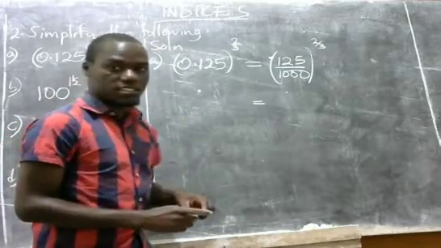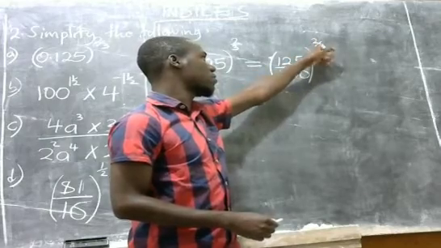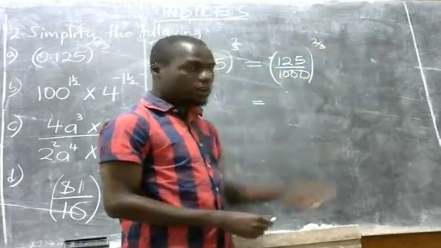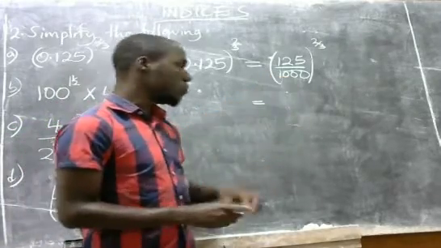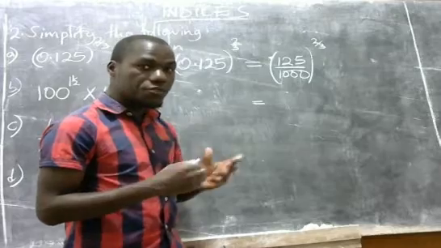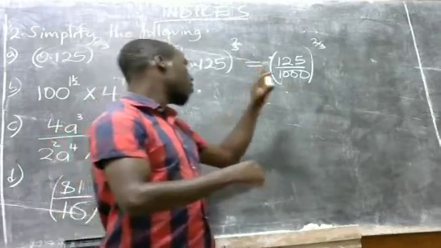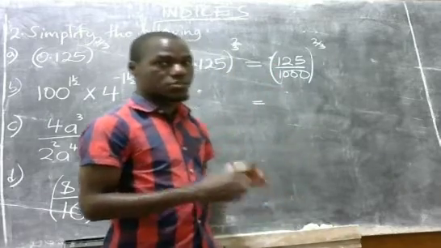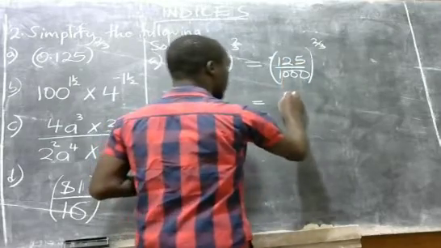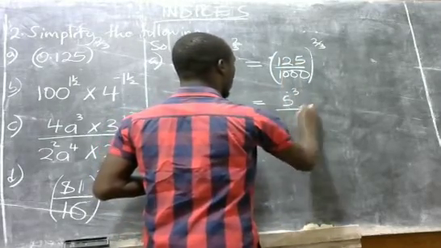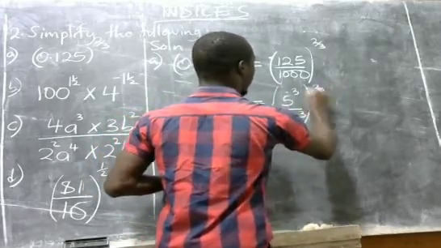Then next, because I'm seeing the 2 all over 3 in that power, I'm going to prime decompose 125. Then I prime decompose 1000. If you don't know how to prime decompose, please, I beg you, go back to one of the videos under the numbers, then you watch how we prime decompose. So prime decomposing this one is 5 cubed all over 10 cubed, then power 2 all over 3.